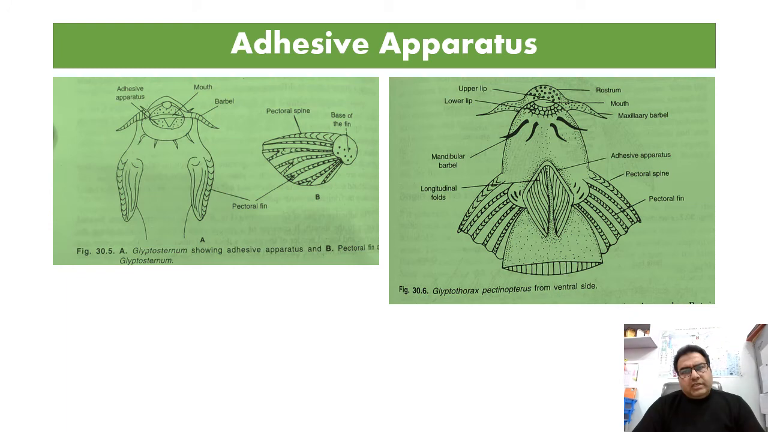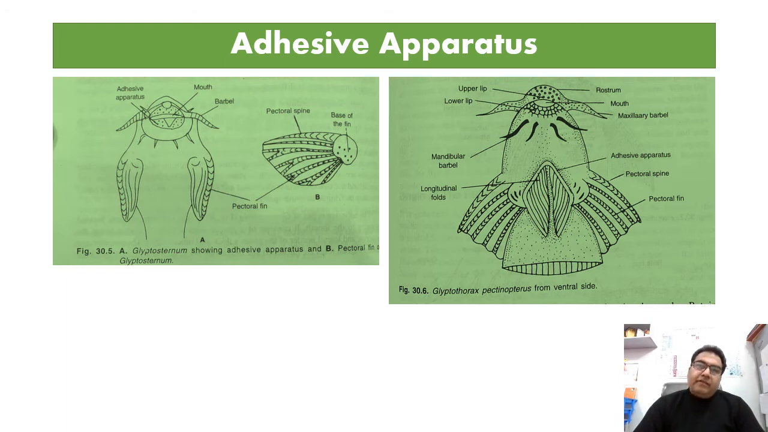When we talk about these adhesive organs, the skin between the pectoral fin and the surrounding of the mouth is variously modified to form the organs of adhesion. In a few cyprinids, we see the simplest condition, wherein the skin of the ventral side is a little bit folded to form a cushion, so that it helps in adhesion.